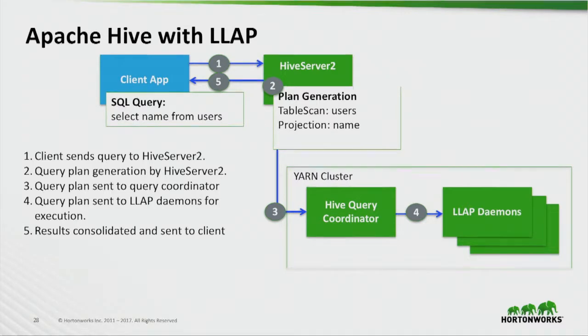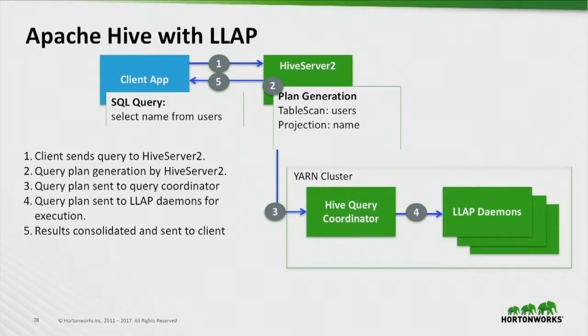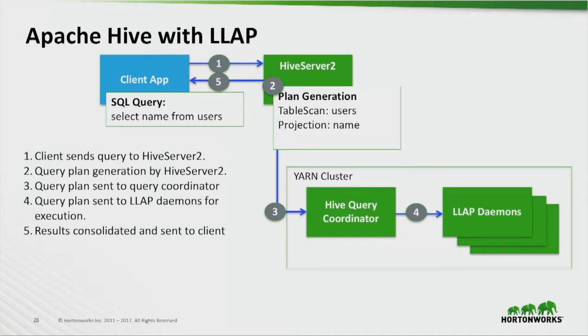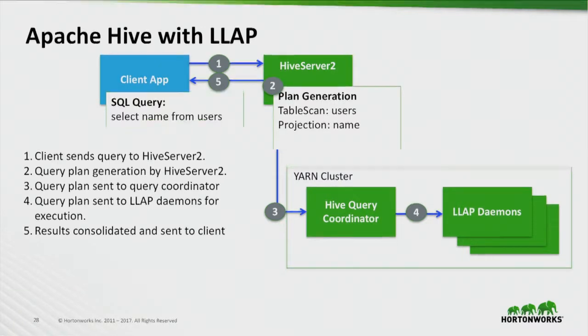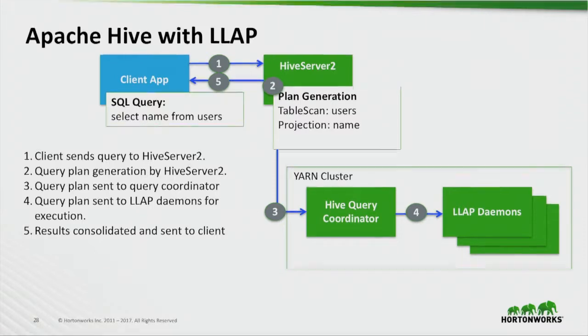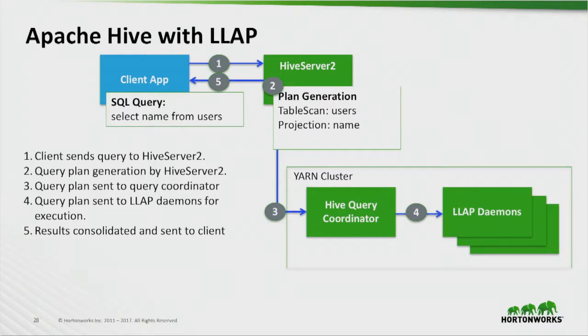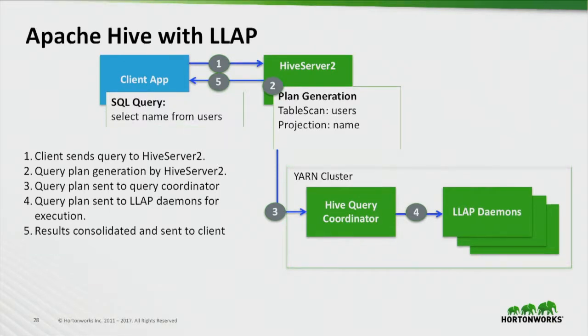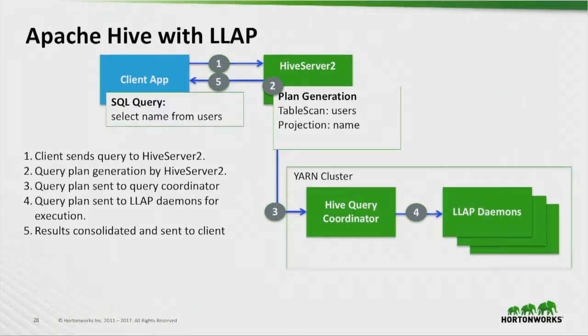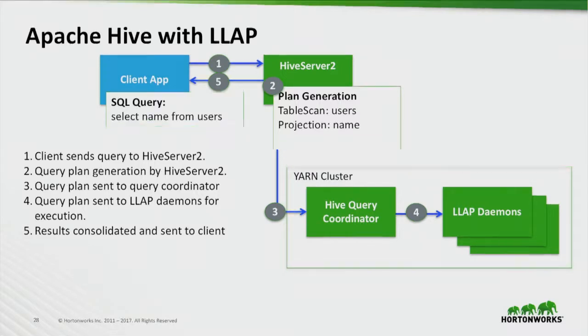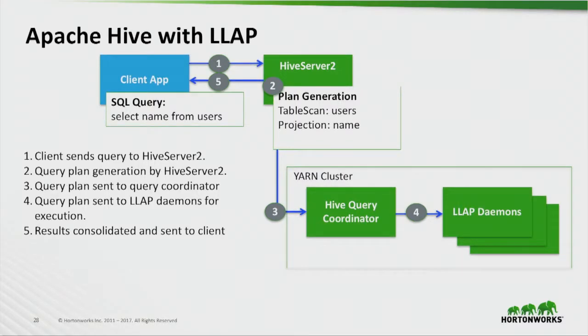So when a query comes into Hive Server 2, Hive will compile the query and generate a query plan for that query. That plan is then shipped to a Hive query coordinator, which is responsible for farming out the work for the query onto the Yarn cluster for execution, as well as tracking the progress of the query. Once the query has been executed, Hive Server 2 will consolidate the results and return the data back to the client.